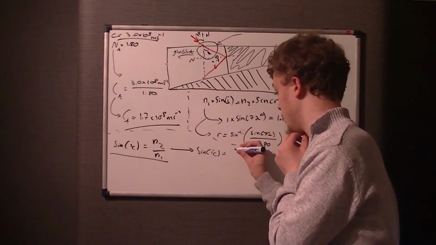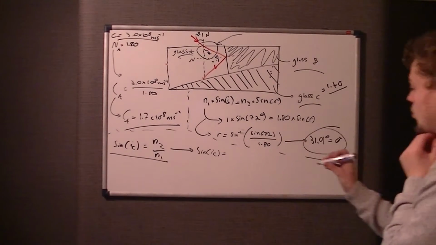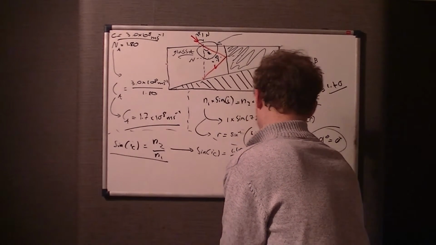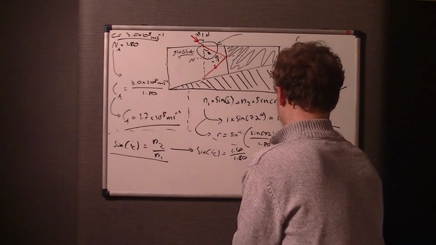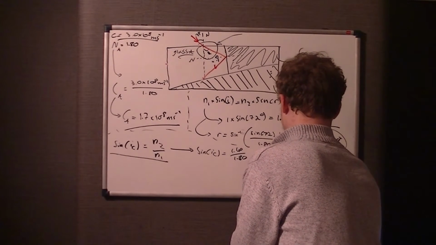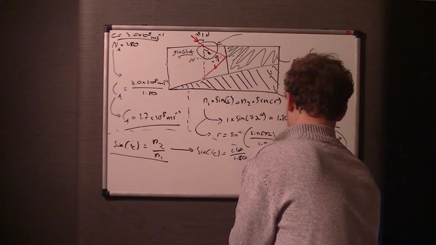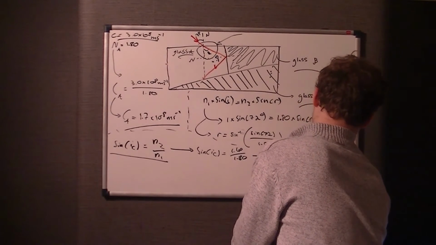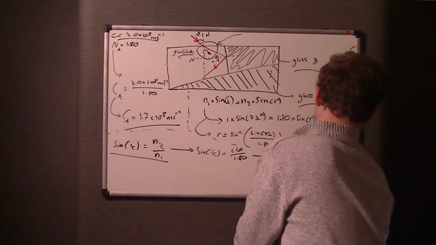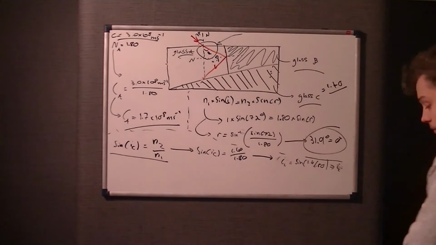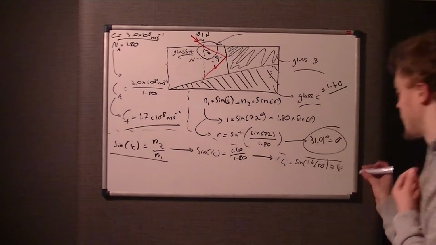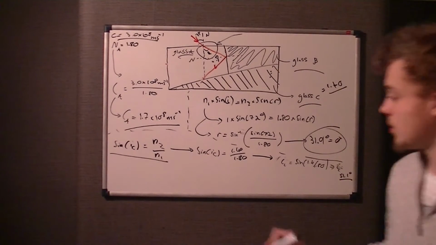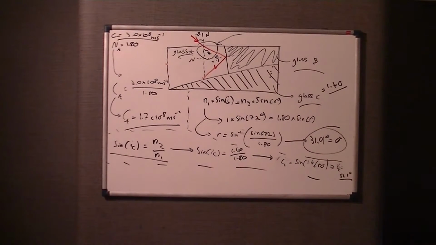So it's 1.4, because that's substance 2, over 1.8. And then you just sine inverse that. So therefore the critical angle is equal to the sine inverse of 1.4 over 1.8. That gets you a critical angle of 51.1 degrees. So that's the answer to 5D.